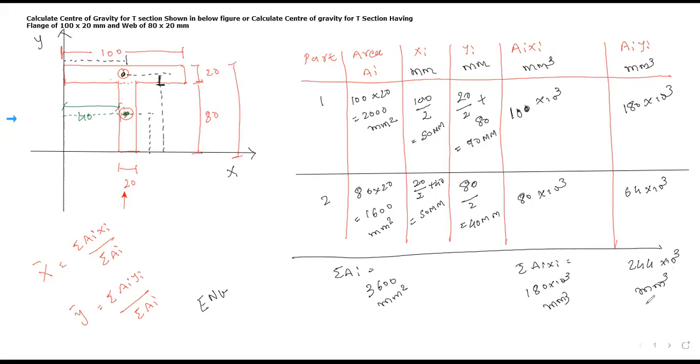So now what you have to do, this is nothing but summation AIYI. We have already written the equation of summation AIXI. Put all the values here. What is your summation AIXI? 180 into 10⁻³ divided by 3600.